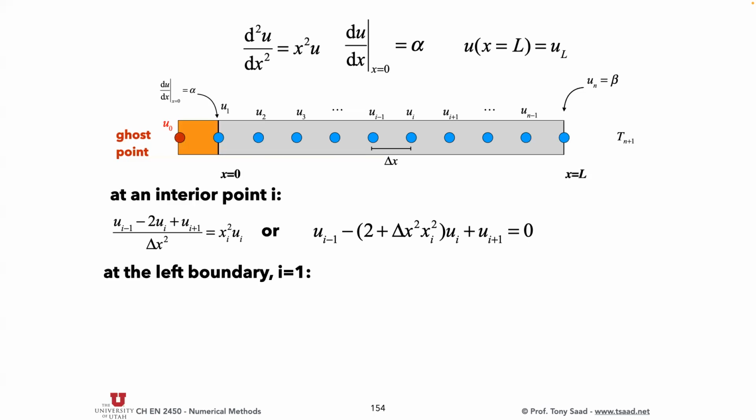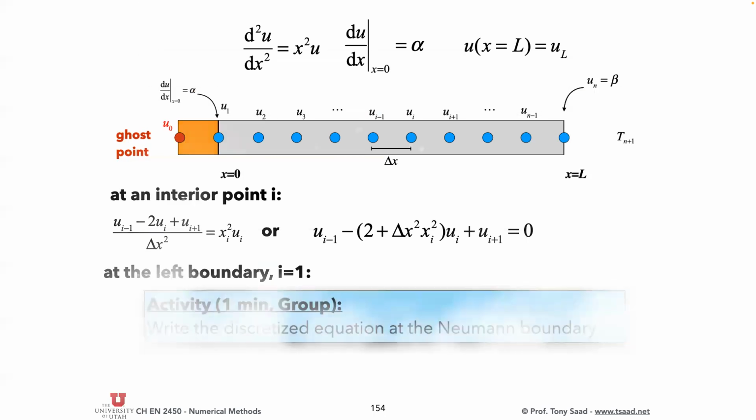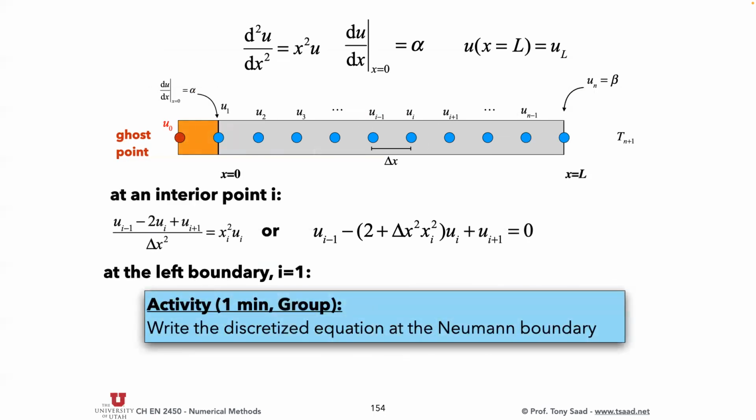So now at the left boundary, where we have a Neumann condition, I equal 1, write the discretized equation. Just write this equation at the Neumann boundary and assume there's a ghost point. So essentially put I equal 1 in that discrete formula. There's nothing deep about this, just I equal 1 in this case. Put I equal 1 and let the equation give you whatever it wants to give you.